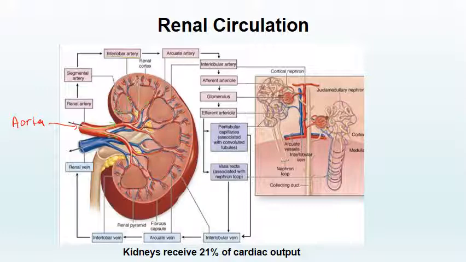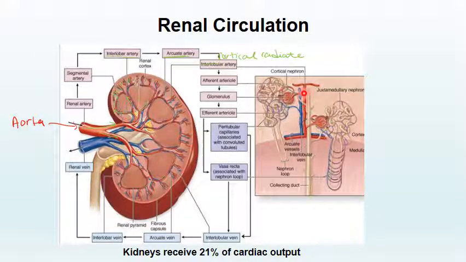Interlobar then branch out over top of these pyramids and become arcuate. Off of the arcuate arteries, we're going to get these fine, sunshine ray-like little arteries. Those are called, I'm going to cross this out and put cortical radiate so that we are consistent. Cortical radiate arteries. If we move over to this image, we can see our arcuate artery arching over the top of that renal pyramid, and then off of that we're going to get our cortical radiate artery.